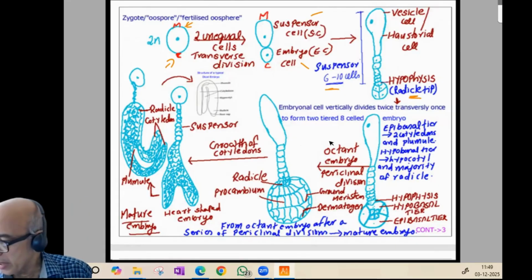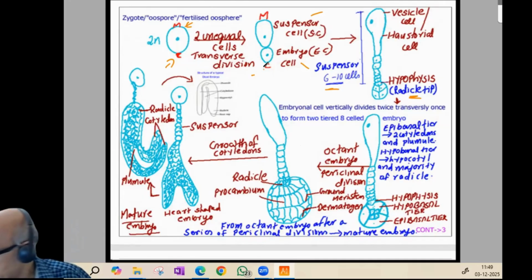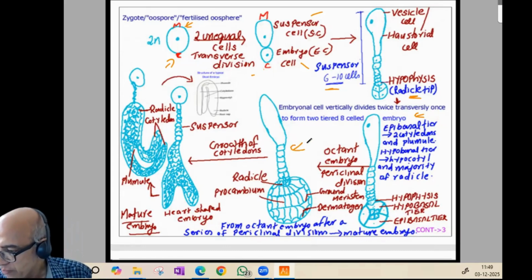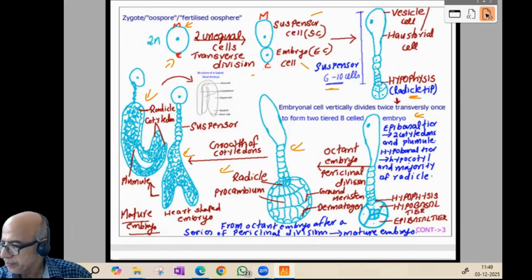Now, the embryonal cell, this one, vertically divides twice and transversely once to form an 8-celled embryo. We can find epibasal tier and hypobasal tier that correspondingly undergo division, and the octant embryo continues. And here you can find growth of cotyledon, then heart shape came, and finally the mature embryo. So everything I wrote there is basic for you, each step. I think the idea is clear. Since it is quick reference, now we can proceed to the next page.